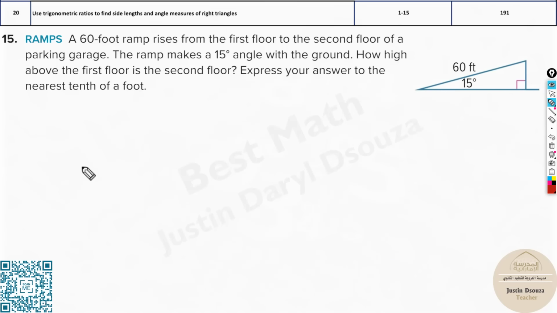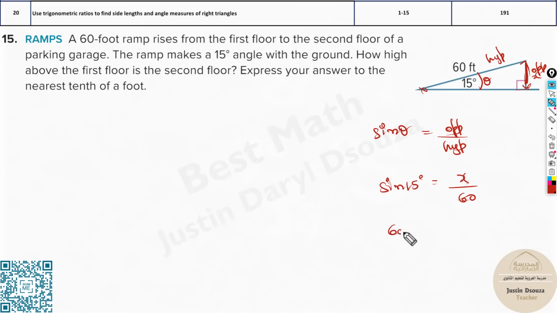Here as well, the last problem. So finally there, this is the theta. We know the hypotenuse. What do we need? Here we need to know how high is the first floor. Okay, high means the height, this one, not the width. If they told the distance between the base and something, that would be the adjacent side. But now we need the opposite, that is x. So opposite by hypotenuse is given by sine theta. And over here sine 15 degrees is equal to x by 60.